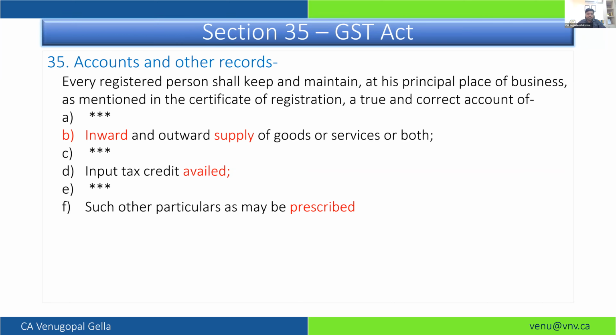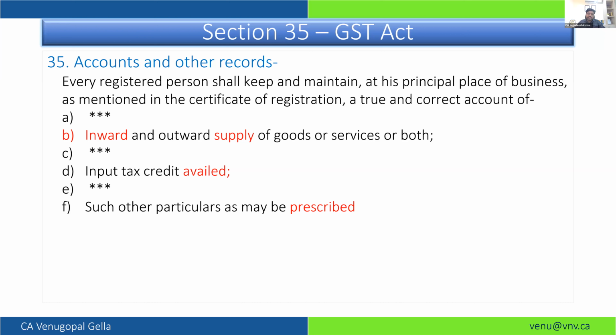If you see Section 35 clause B, it mandates to maintain the inward and outward supply of goods and services, and the register of input tax credit availed. So for input tax, we need to maintain the two registers as per Section 35, that is inward and outward. In this register, you will have only the total inwards, the total outwards, and the balance. Okay.